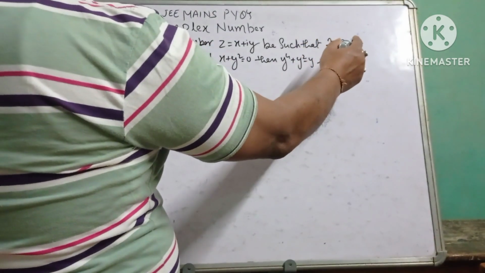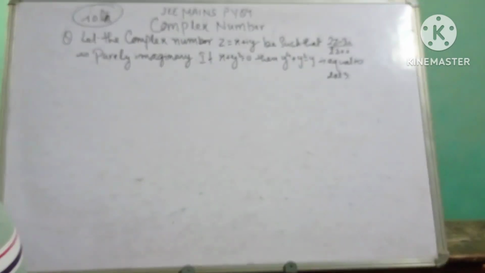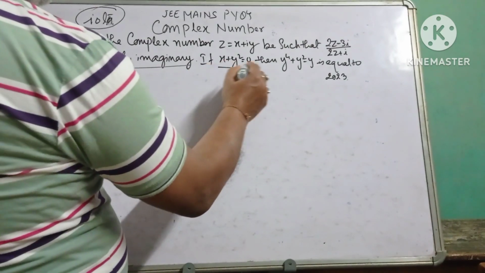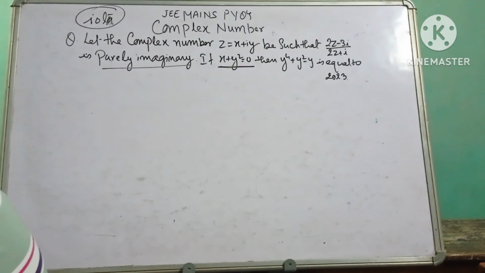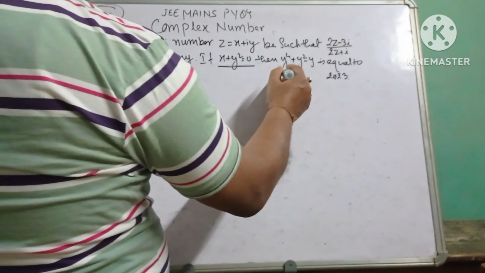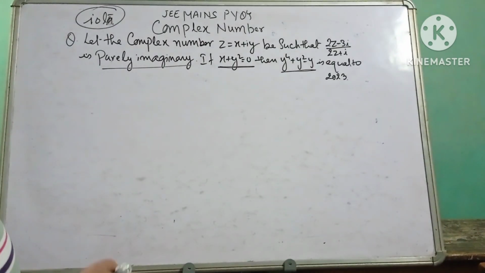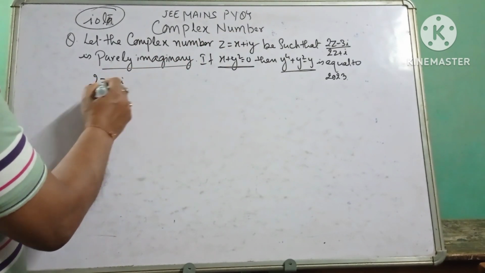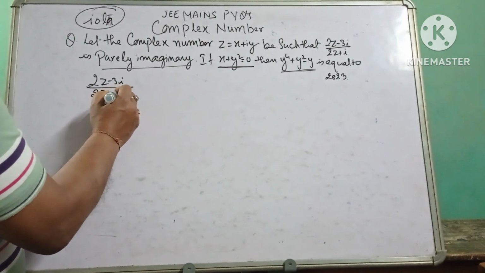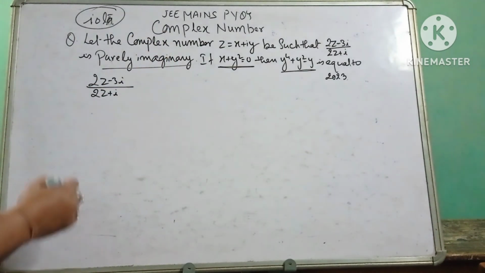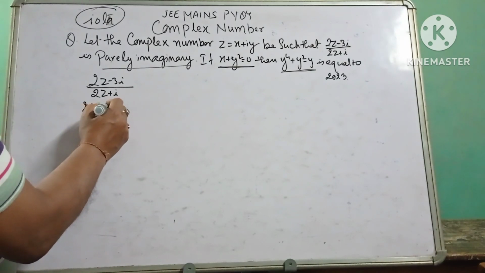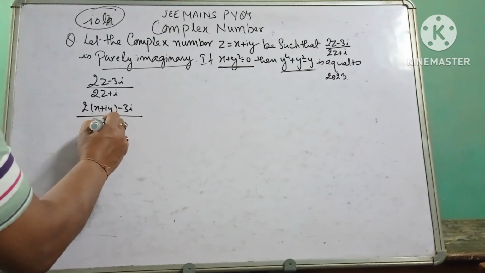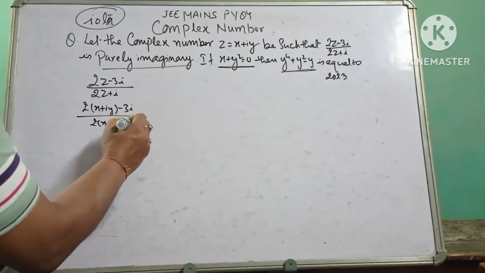So here, (2z minus 3 iota) by (2z plus iota) is purely imaginary, and x plus y square is equal to 0 is given to you. Now you have to find the value of this. So z is given, 2z minus 3i by 2z plus i. Now you just place the value of z, nothing else: 2x plus iy, 3i by 2x plus iy plus i. This is all.